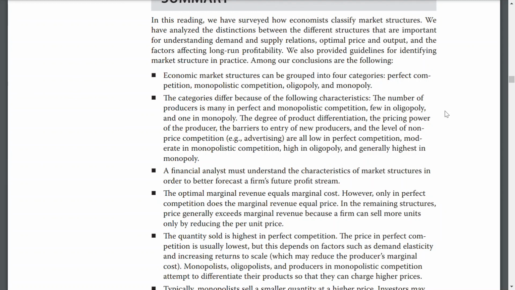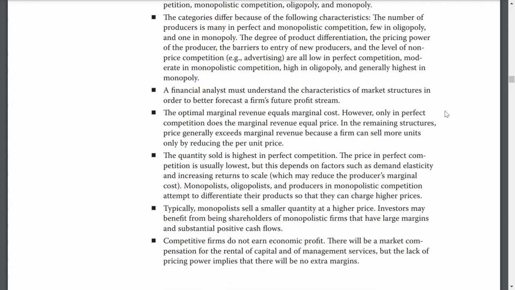The number of producers is many in perfect and monopolistic competition, few in oligopoly, and 1 in monopoly. The degree of product differentiation, the pricing power of the producer, the barriers to entry for new producers, and the level of non-price competition, e.g. advertising, are all low in perfect competition, moderate in monopolistic competition, high in oligopoly, and generally highest in monopoly. A financial analyst must understand the characteristics of market structures in order to better forecast a firm's future profit stream.